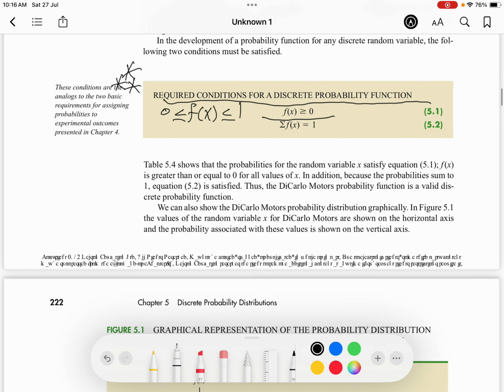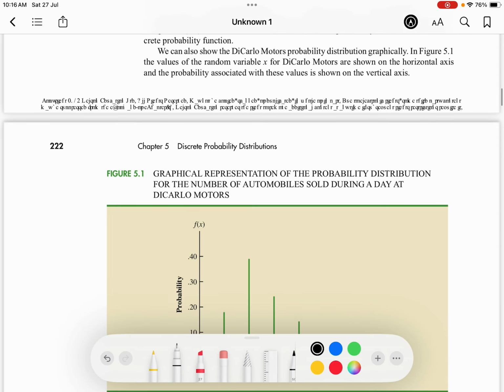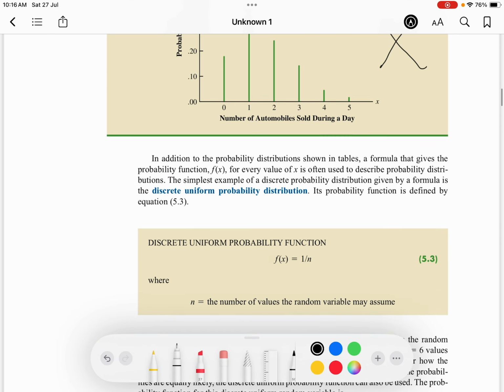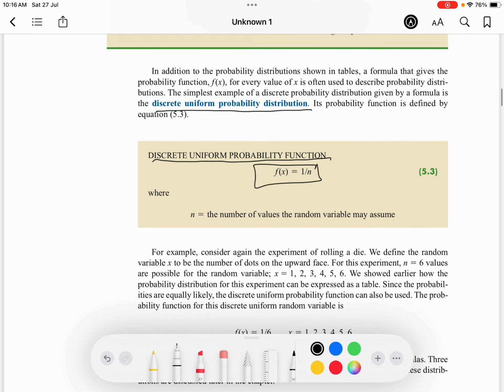In order to say they are probability distribution, you must check the 2 values, the 2 conditions. And this graph is not with us. Here, discrete uniform probability distribution. You can know it, not very important. f of x equals 1 over n, where n is the total number of values the random variable may assume.